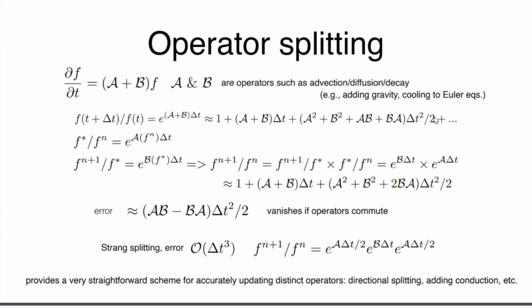And you see they are very similar. The error is this. And the error does not vanish in general because A and B being matrices don't commute. So AB is not equal to BA. But it is still second order accurate. It's quite good. You don't have to work very hard to get this. That's the idea of operator splitting.